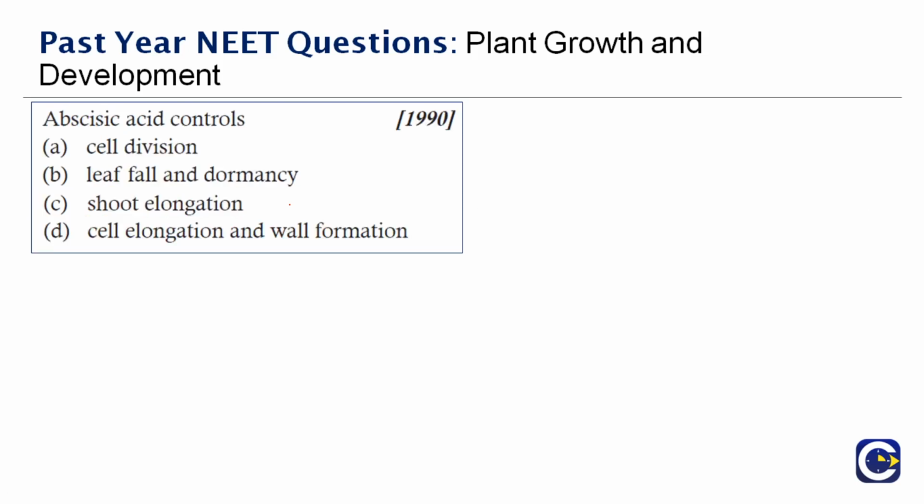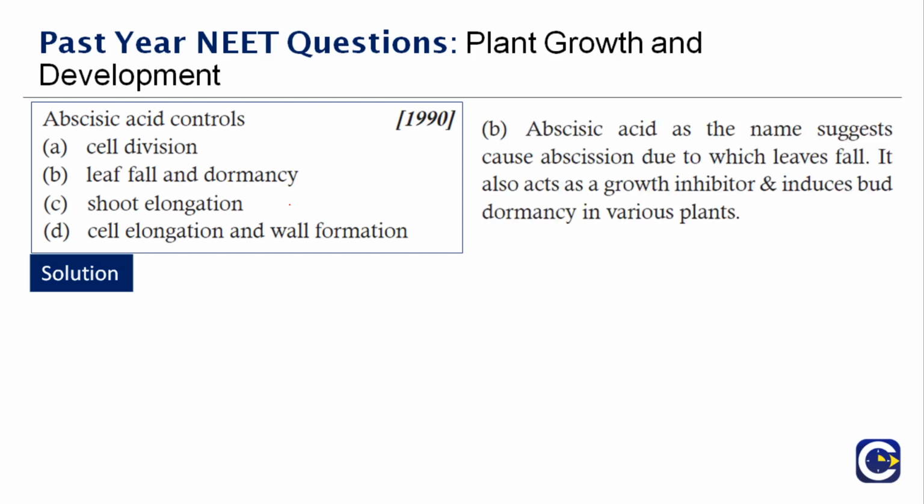Okay, next question here. Abscisic acid controls dash. Again, this is an easy question for you. You have four options given here, and we already saw abscisic acid is also called a stress hormone. Abscisic acid, as the name suggests, causes abscission due to which the leaves fall. It also acts as a growth inhibitor and induces bud dormancy in various plants. So abscisic acid controls the leaf fall and dormancy. The correct answer is option B.